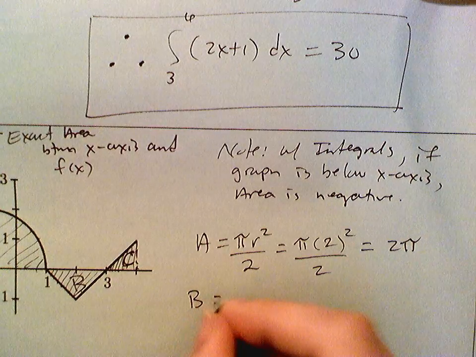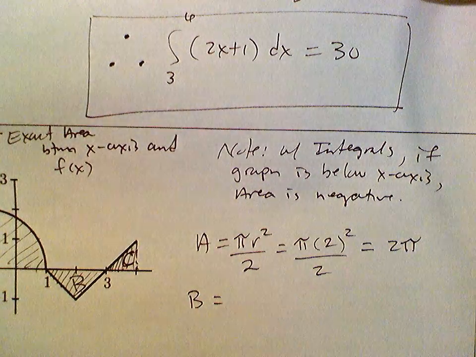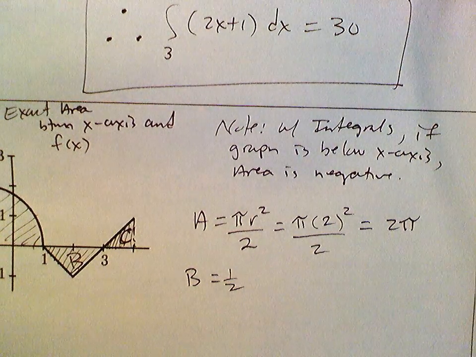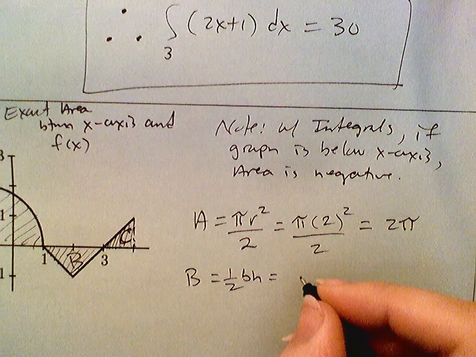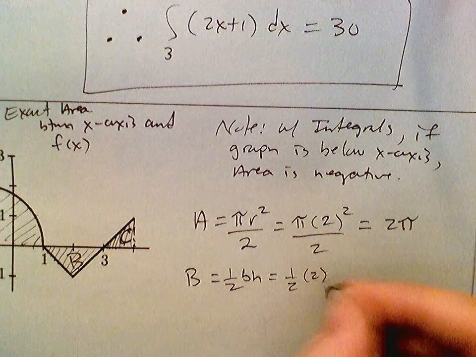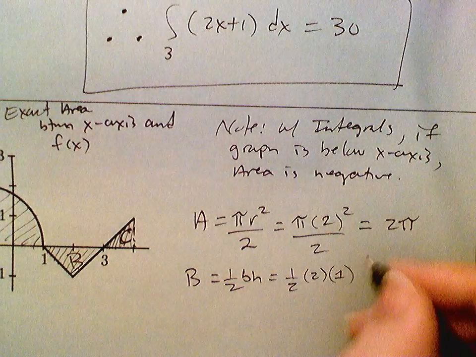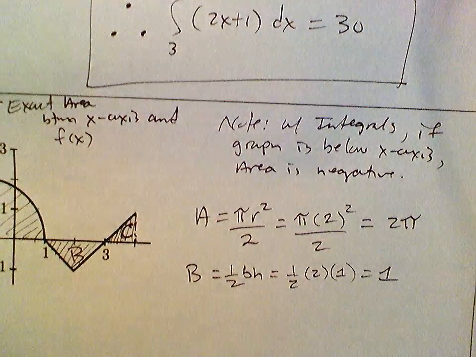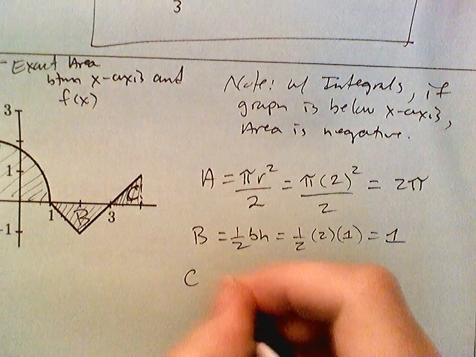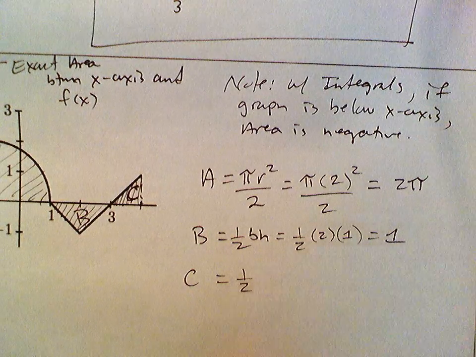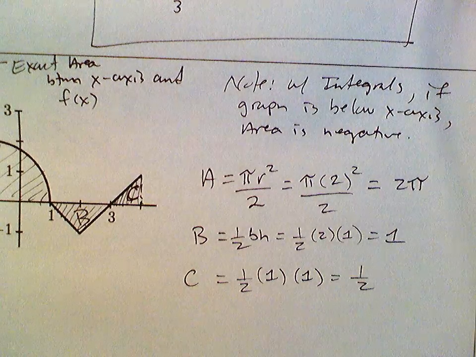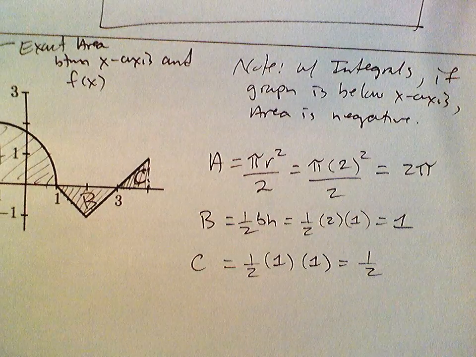Then for B, I know I said that B would be a negative area, but I'm going to find its positive value, and then I'll just subtract it when I'm putting the pieces together. So it's going to be 1/2 base times height. The base of that triangle is 2 units. The height is 1 unit. So we get just 1 square unit for the area of B. And then for C, it is 1/2. The base of that triangle is 1. The height of it is 1. So we get 1/2 for that one.